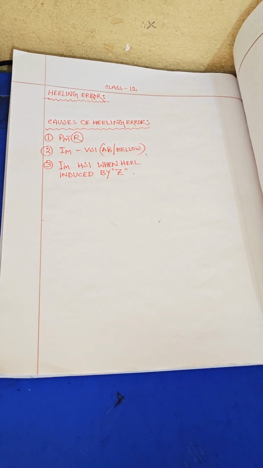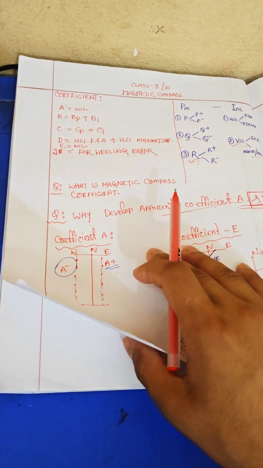Viewers, today our topic is the heeling error of the magnetic compass. What are the reasons for heeling error, with the full details of explanation? Please check. Viewers, today is also a continuation of the class for the magnetic compass. Today is the heeling error.